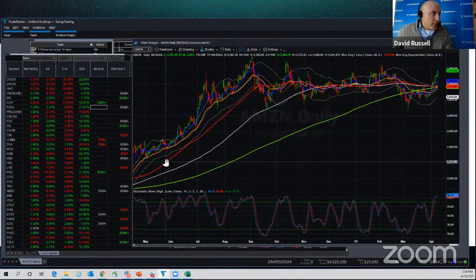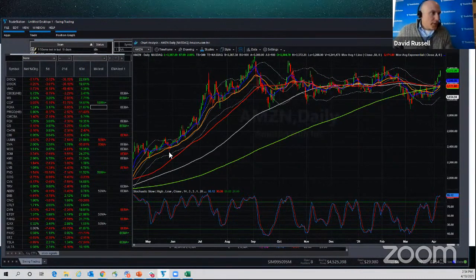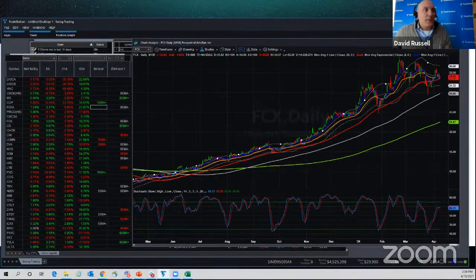Right here on May 27th. Look at that, right? It probed down and it held, and then it launched. Another example is Freeport, which is a copper company. It's actually one of the best performers this year. This pulled back to the 50-day moving average.